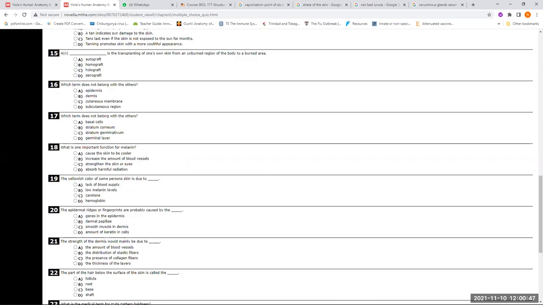I like 16, let's have a look. Which term does not belong with the others? What do you think? So the membrane one? Membrane? Why is it C? So I said D. D? All right, so you have the subcutaneous region, all right. Anything else?